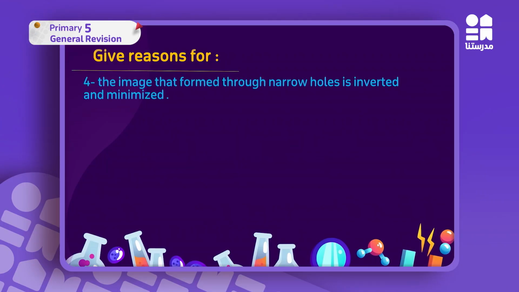Next question. The image formed through narrow holes is inverted and minimized. Inverted and minimized, that is because of what? Because of traveling of light in a straight line.